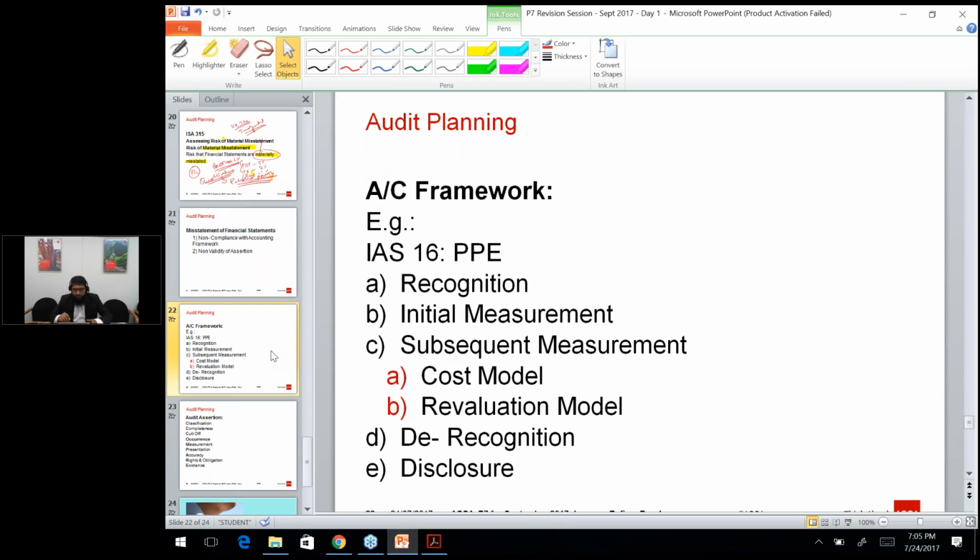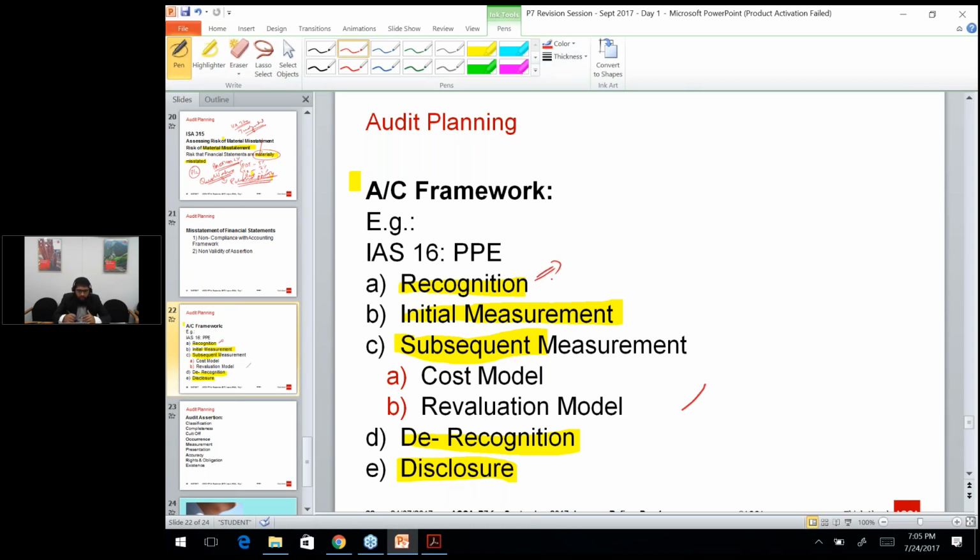I've given an example of IAS 16, property, plant, equipment. For any specific accounting standard, you would come across these 3-4 things. Number one is the recognition criteria. Number two is the measurement criteria, which includes initial and subsequent measurement. Number three is derecognition, and the fourth is the disclosure. Every single accounting standard has these things. So now, what is misstatement? Misstatement is non-compliance with the accounting framework.